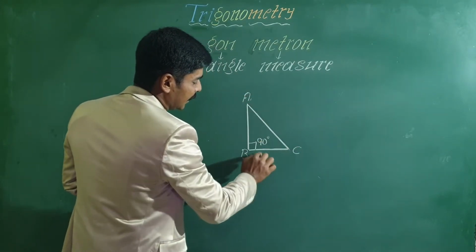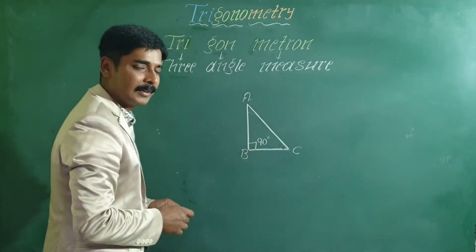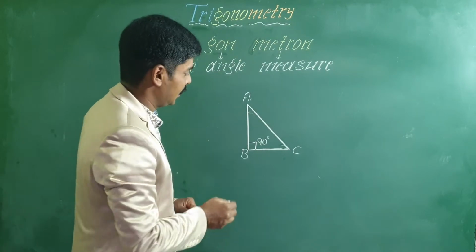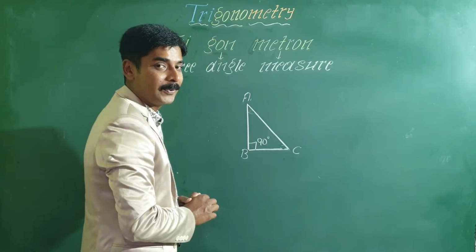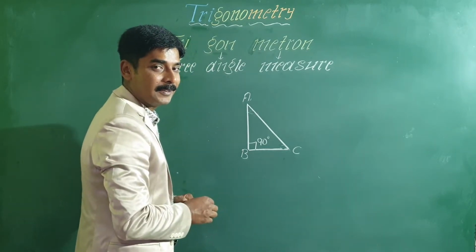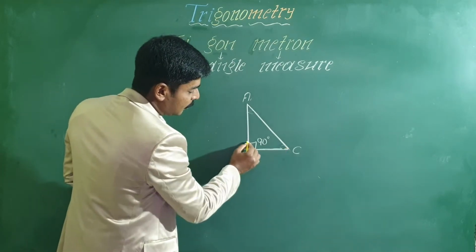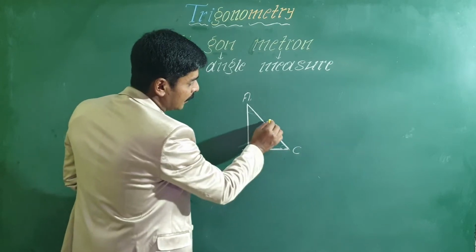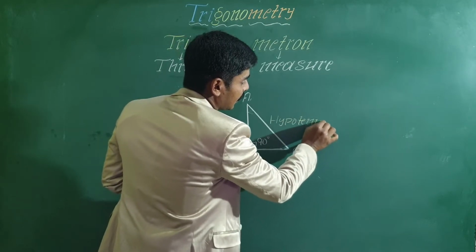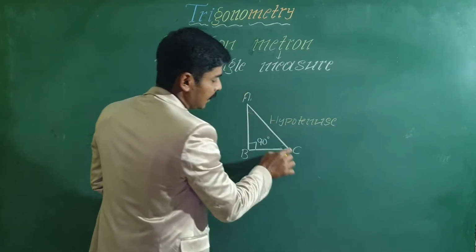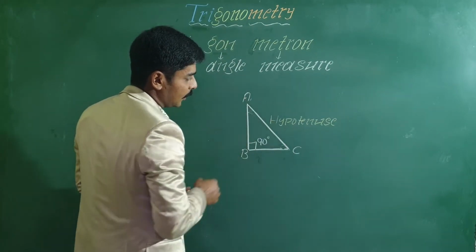Here angle B is 90 degree and angle A and angle C will be less than 90 degree and they are called acute angles. Okay, next, what is this side AC called as in a right angle triangle? You know, the longest side of a right angle triangle is called as hypotenuse, right? Good. The side which is opposite to this angle 90 degree is hypotenuse. This is hypotenuse, the longest side.